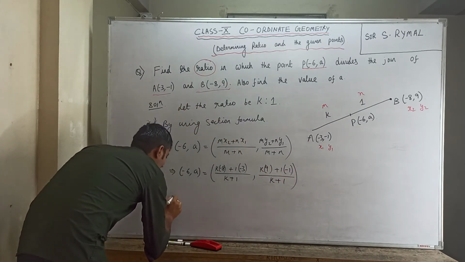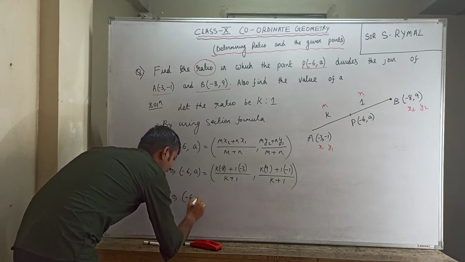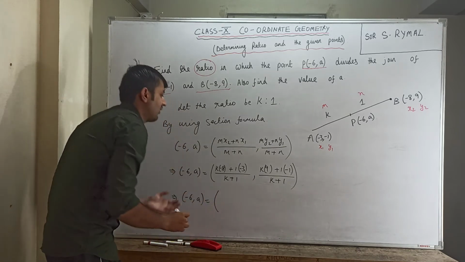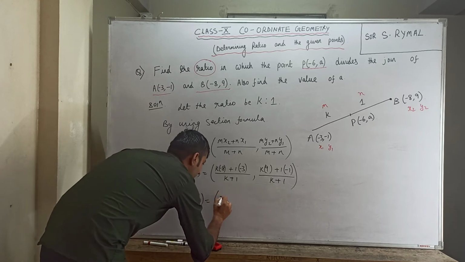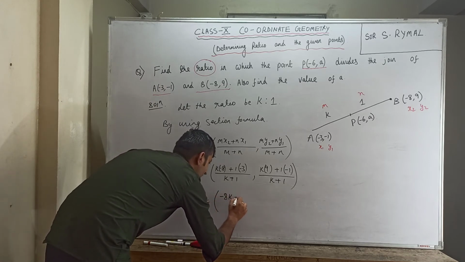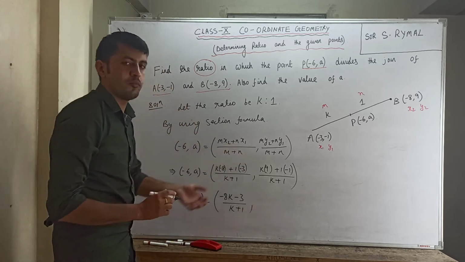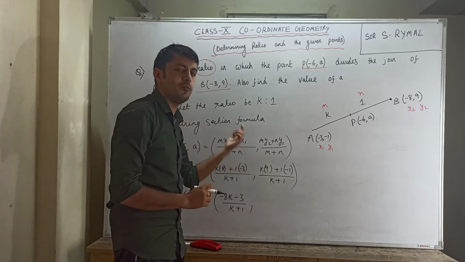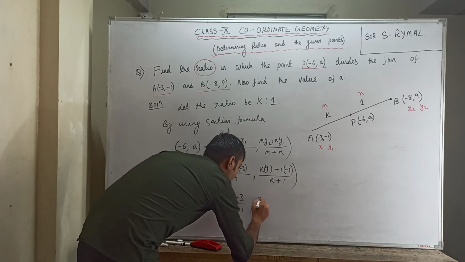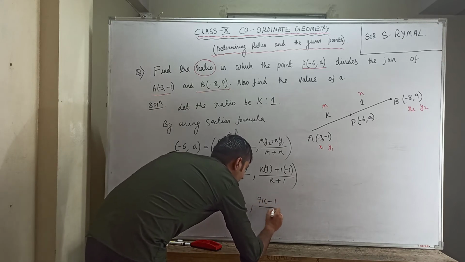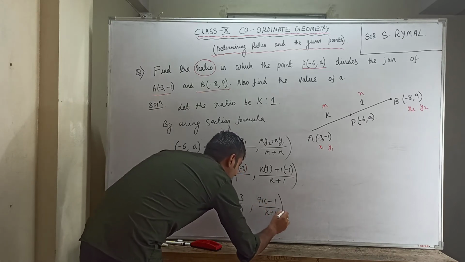So let us do the next line. Minus 6 comma a will become how much? Minus 8 into k. Simple simplification, please do it. So let us see how much you are going to get. Do the simplification out here. 9 into k will become 9k. So 9k minus 1 divided by k plus 1. It will be like this.